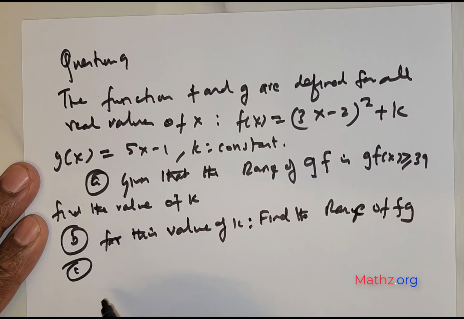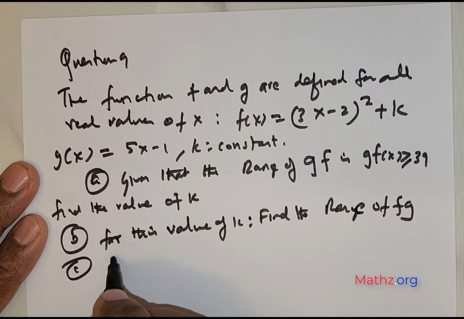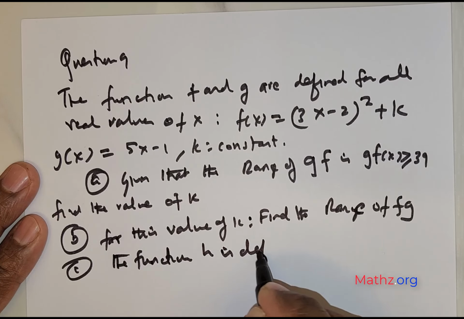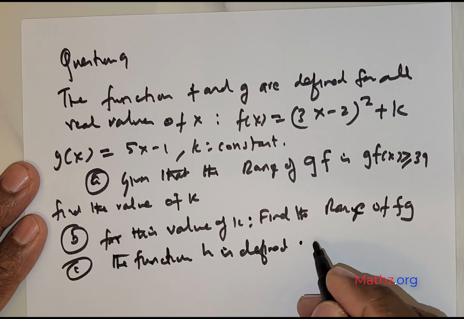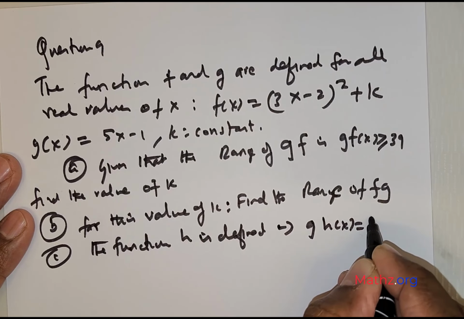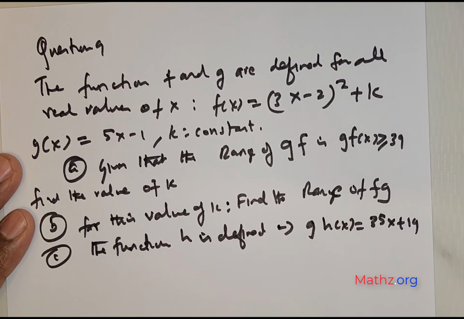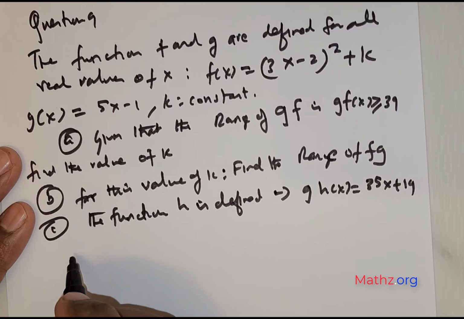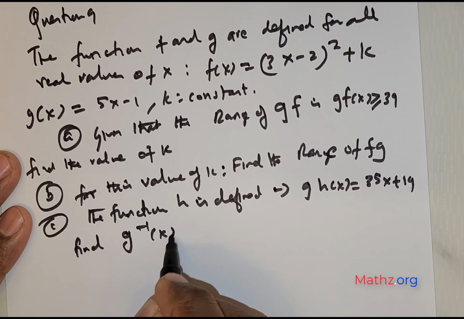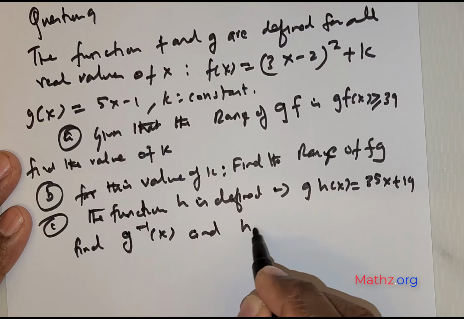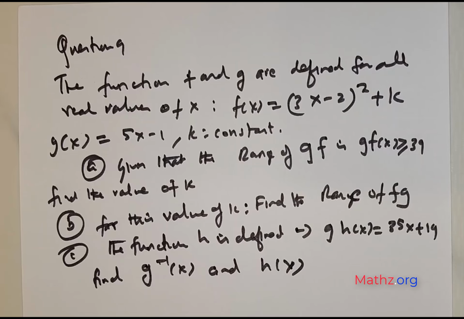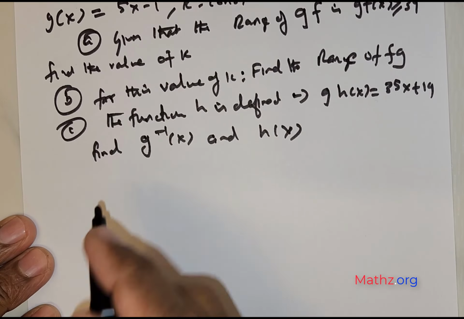and you have part C. The function h is defined such that gh of x is 35x plus 19. We are asked to find g inverse of x and h of x. Okay, so quite a sum. Now let's move on to do the question.